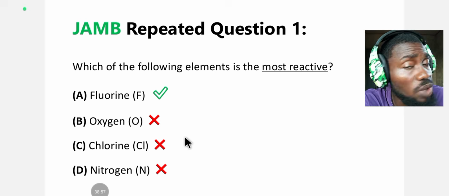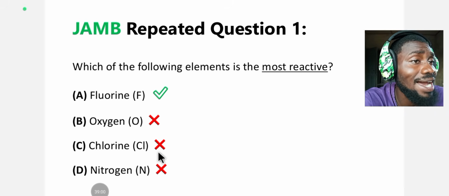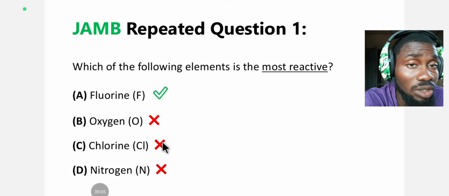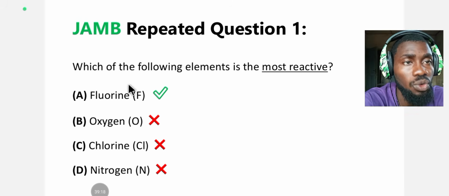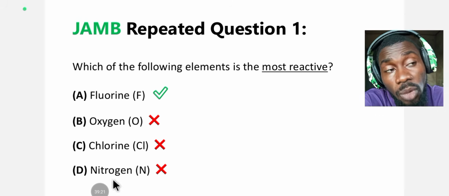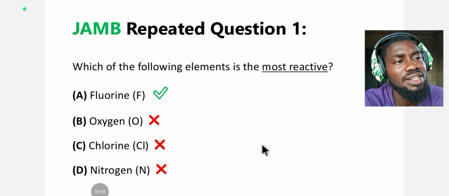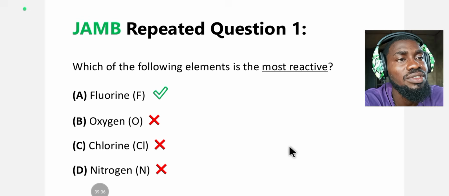Oxygen is wrong according to the instruction in the question. Chlorine is wrong. Not that they are not reactive, they are reactive, but the question reads most reactive. Nitrogen is also wrong. The correct option is fluorine, the most reactive element among the listed. Fluorine is the most electronegative element on Earth. So fluorine is very, very reactive, highly electronegative.